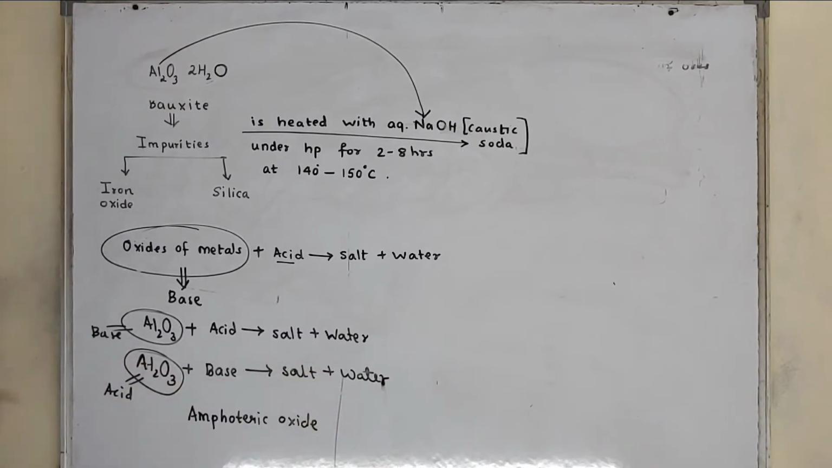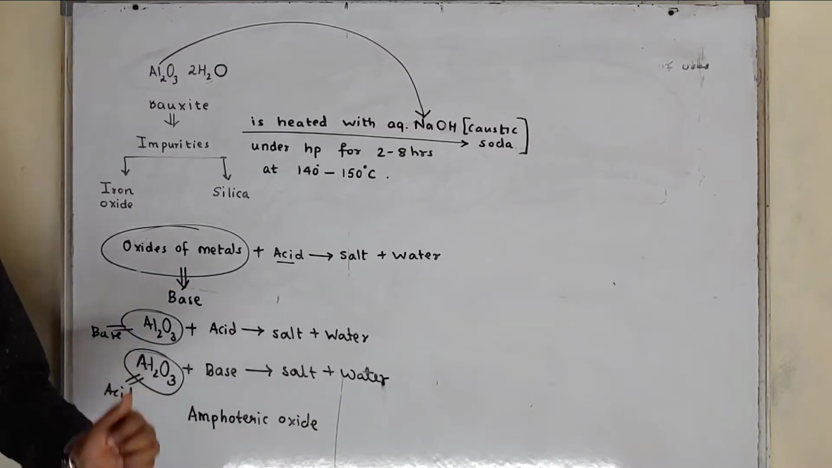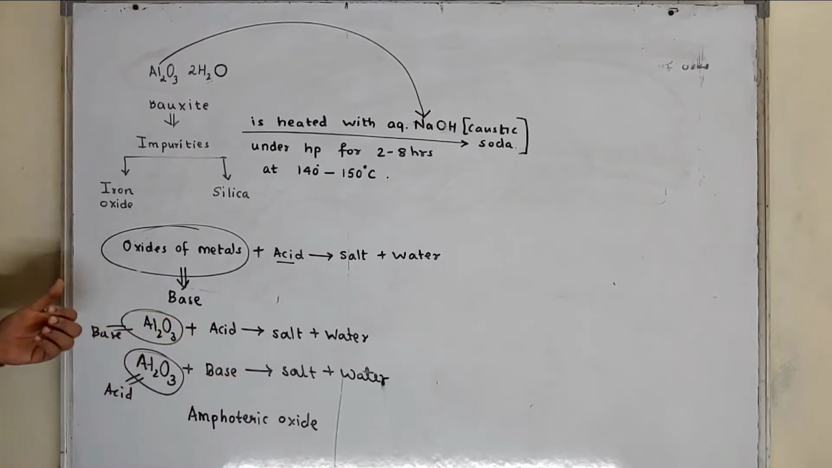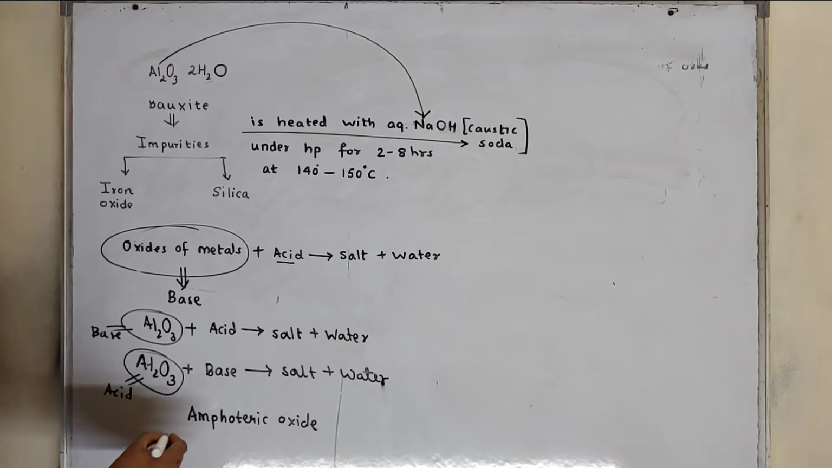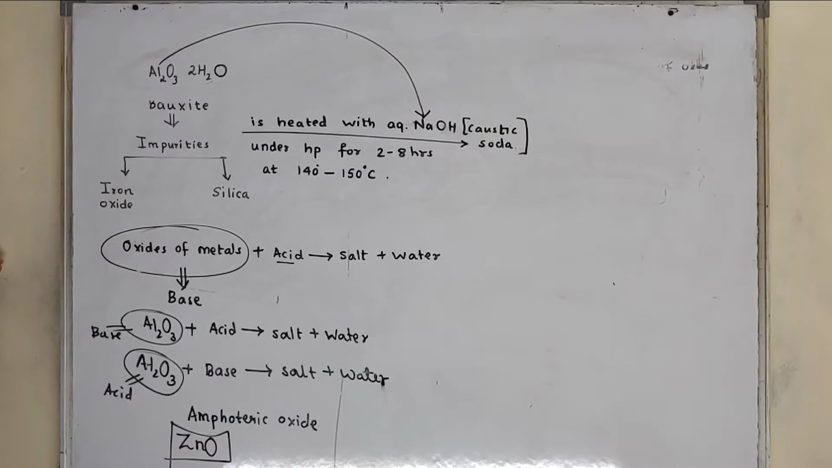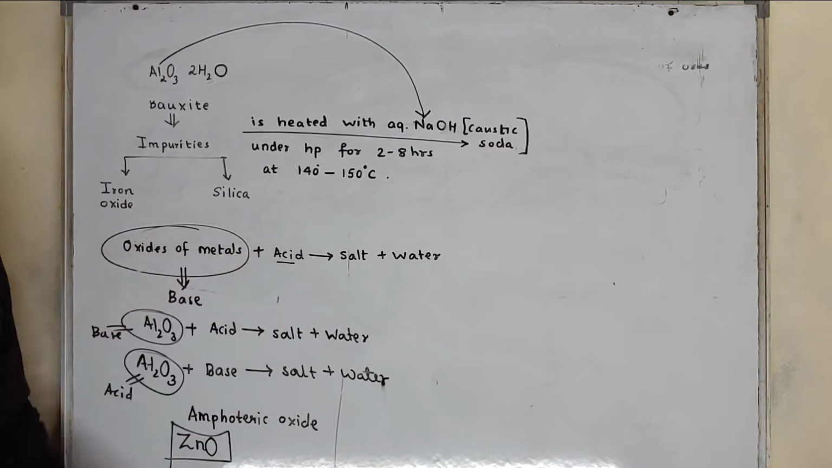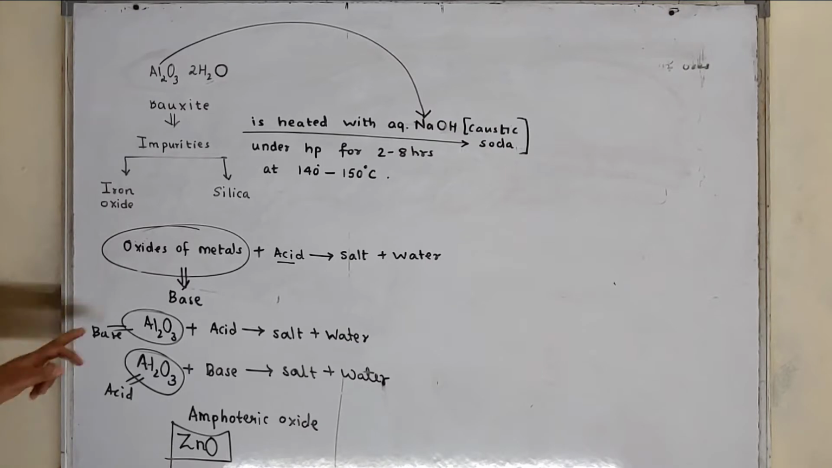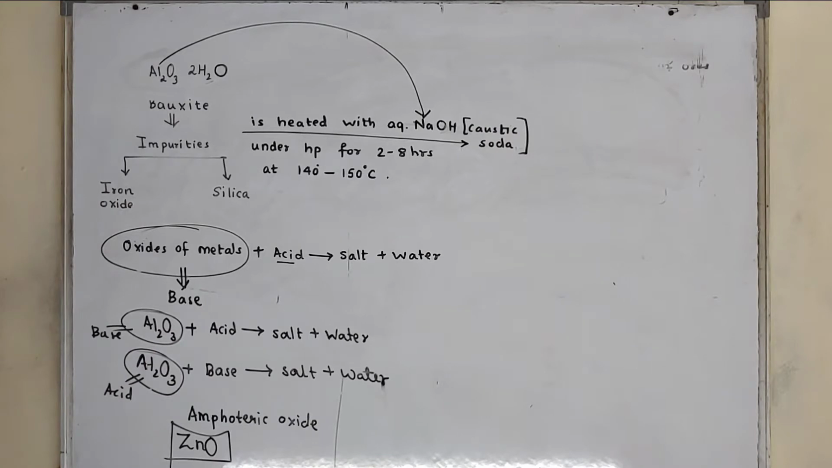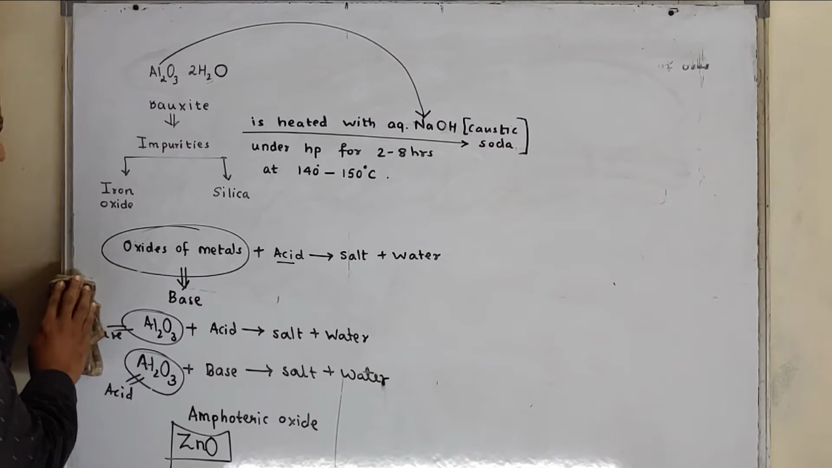So what is an amphoteric oxide? Oxides of metals which react with acid as well as base to form salt and water are called amphoteric oxides. Aluminium oxide is an example of an amphoteric oxide. At the same time, zinc oxide is also an example. So what is an amphoteric oxide? Amphoteric oxides are oxides of metals which react with acid as well as base to form salt and water. While reacting with an acid, it behaves like a base, and while reacting with a base, it behaves like an acid.